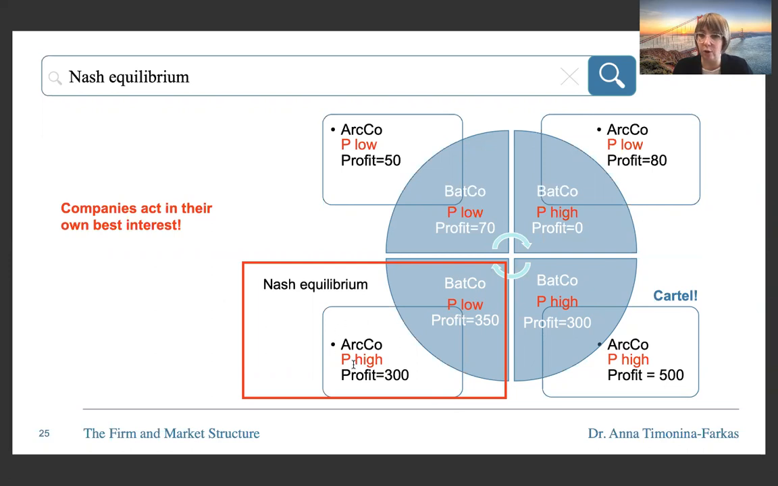Nevertheless, if Arco agrees to share part of his profit with Batco, then the optimal solution will be again here. And this case is called a cartel because in this case there is an interdependence between profits of Batco and Arco. Arco gives part of his profit, the difference 200, for example, he gives 100 to Batco.